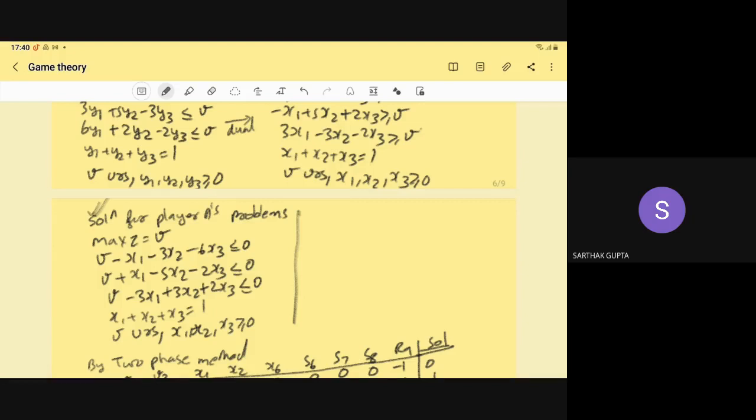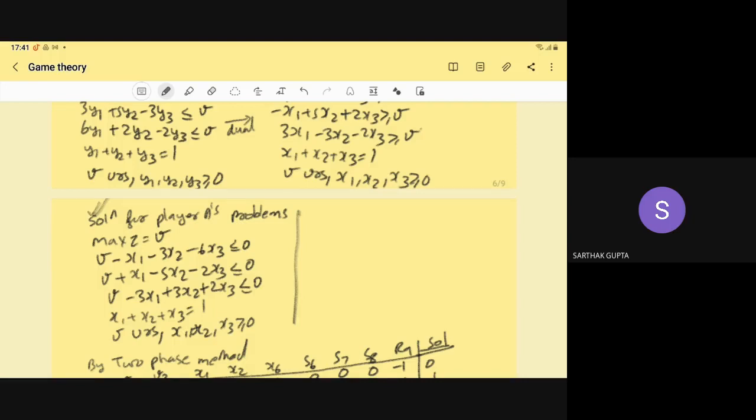V plus x1 minus 5x2 minus 2x3 less than or equal to 0. V minus 3x1 plus 3x2 plus 2x3 less than or equal to 0. x1 plus x2 plus x3 is equal to 1, and V is URS, x1, x2, x3 greater than or equal to 0.